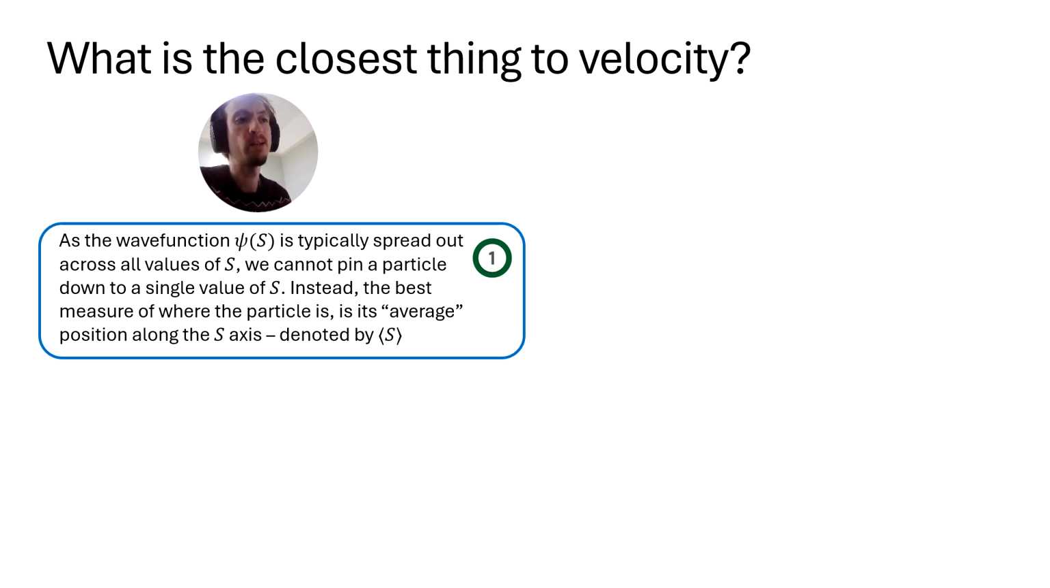And this mean value is weighted by the wave function. And so the mean value won't be along the middle of S in many cases. Regions of our s-axis where the wave function has a large amplitude will contribute more to the average than regions where the wave function has a small amplitude.